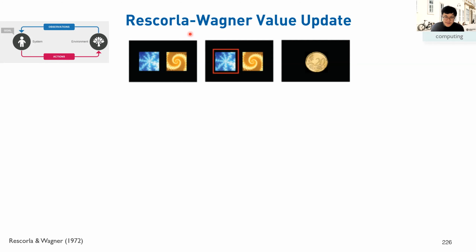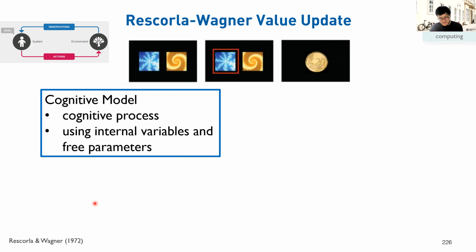In the 1970s, psychologists, who also classified themselves as psychologists, Rescorla and Wagner, came up with a learning rule to quantify this kind of conditioning. So later we call it Rescorla-Wagner learning or Rescorla-Wagner value updates. So how does that work?